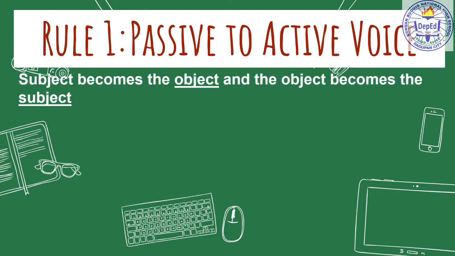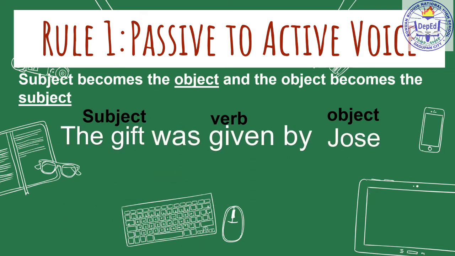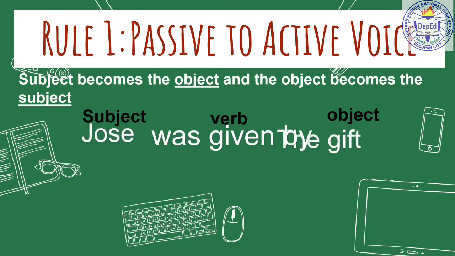Rule number 1. Subject becomes the object and the object becomes the subject. Remember, sentences with subject, verb, and objects are the ones that we can transform into active voice. Example sentence is, the gift was given by Jose. The gift is the subject, the verb is was given, and the object is Jose. Following this rule, the object Jose becomes the subject and the subject, the gift, becomes the object.